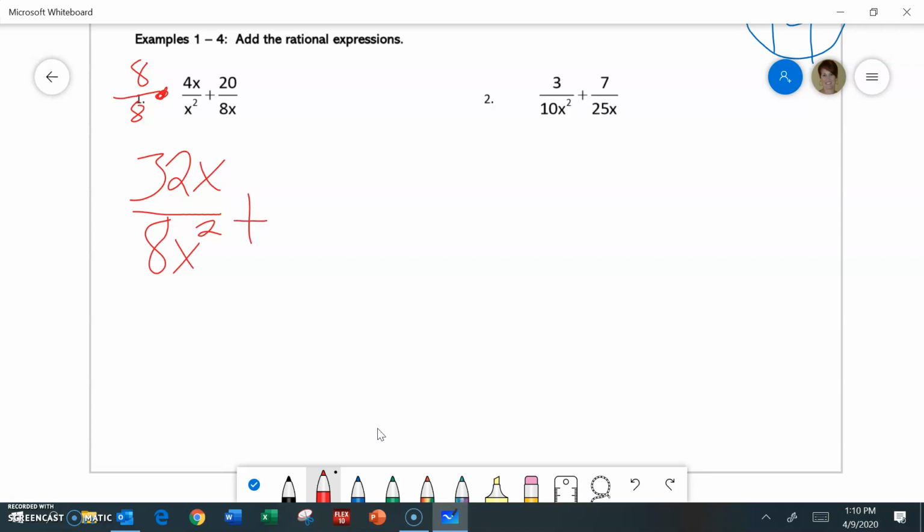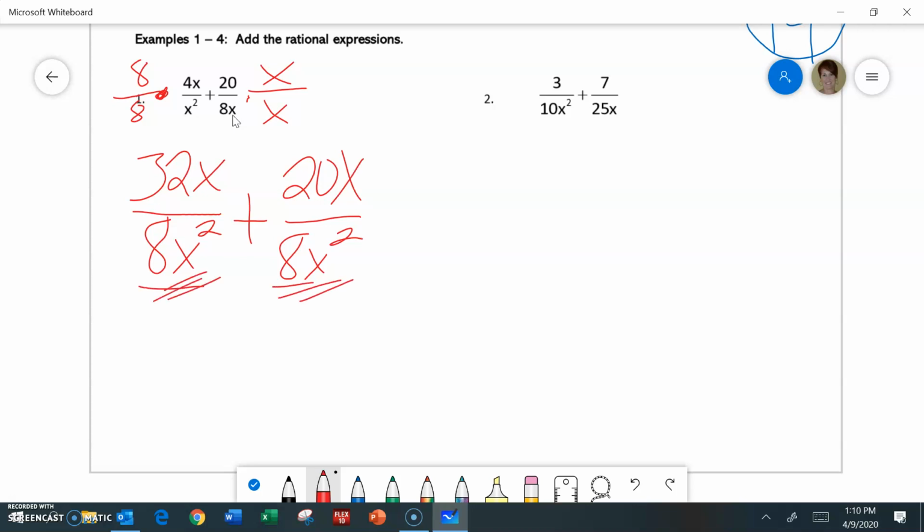Now, for our second fraction, right now it says 8x, and the least common denominator could be 8x squared. So in order for this denominator right here, if you can see my mouse, to be 8x squared, we need to multiply by x. So once again, I'm going to do my denominator first. So we have 8x squared, and then 20 times x is 20x.